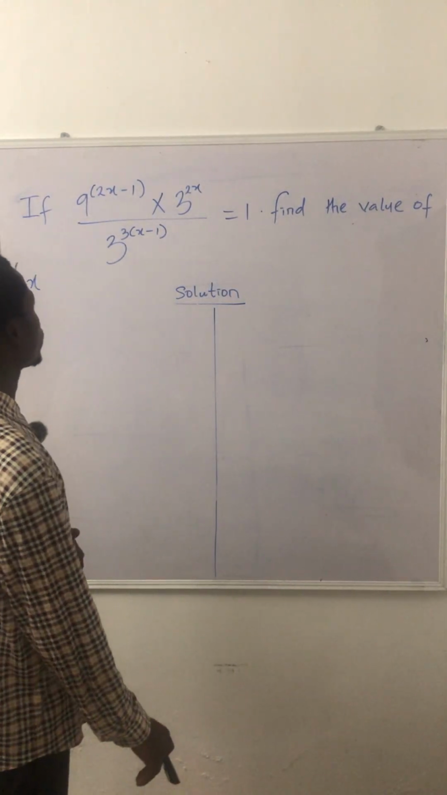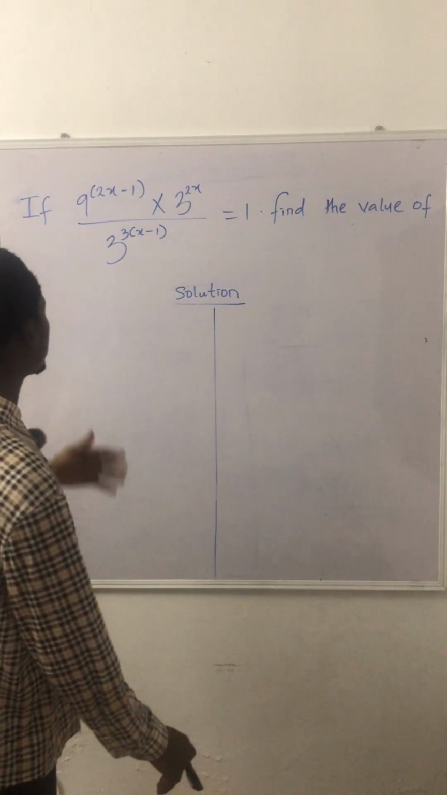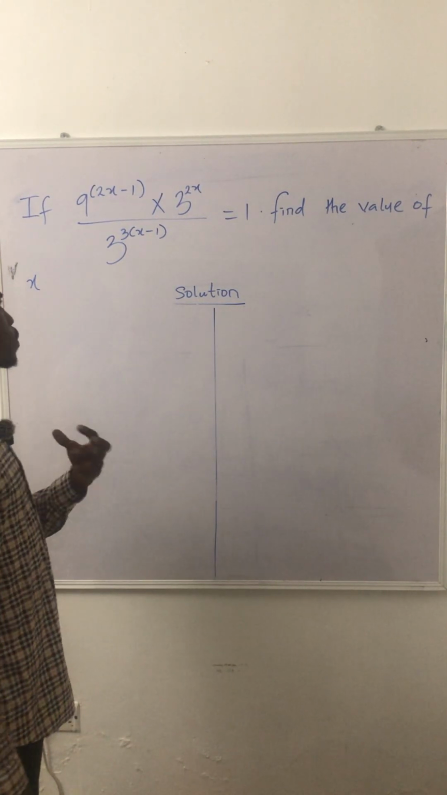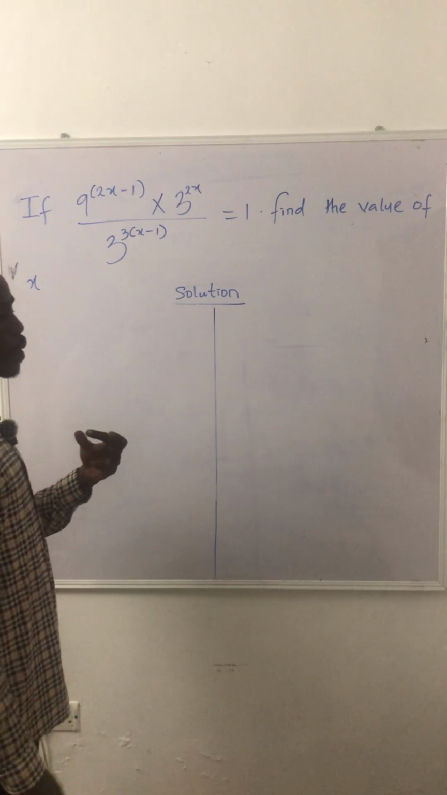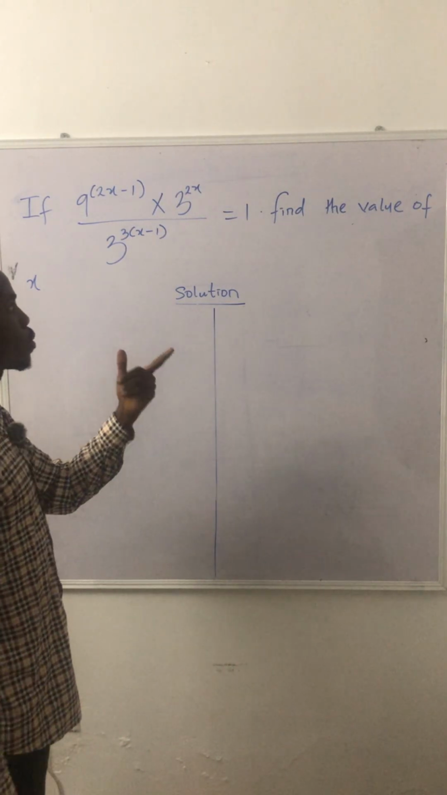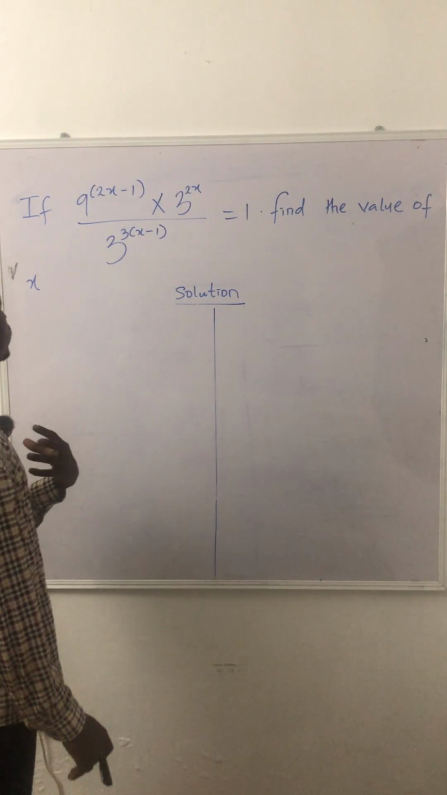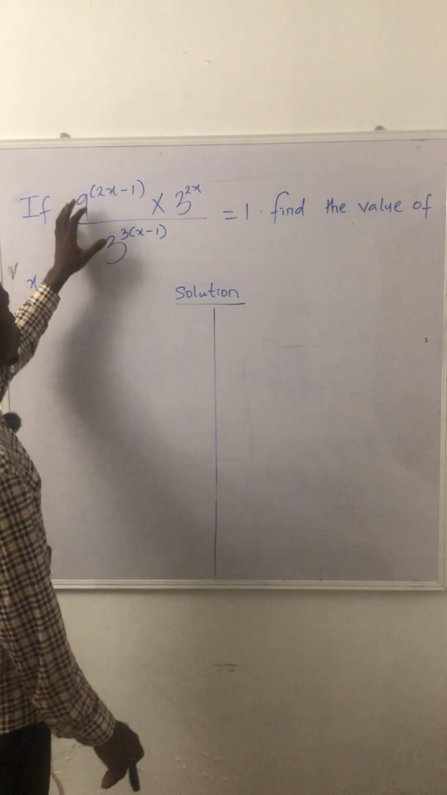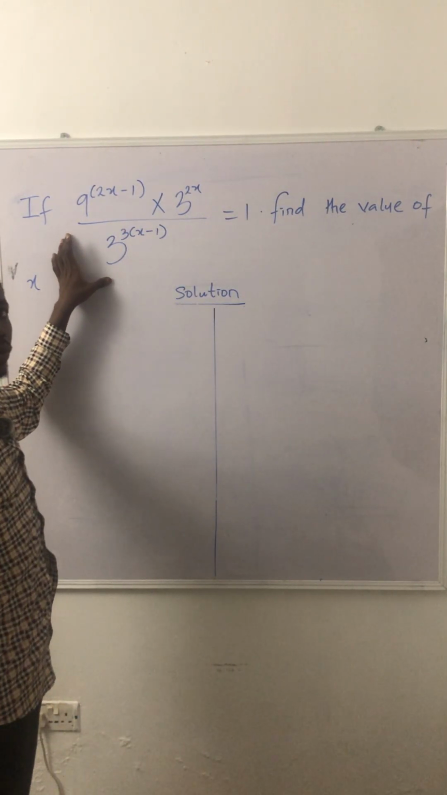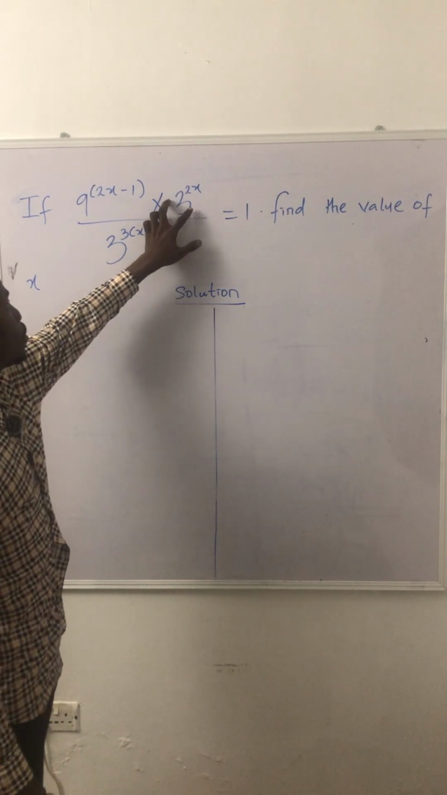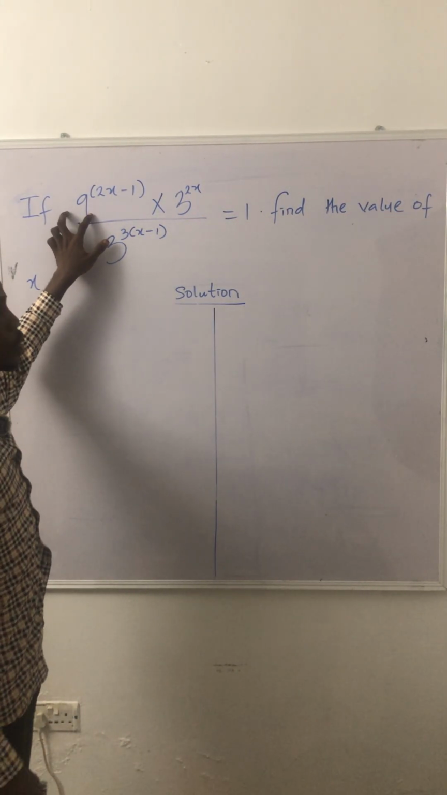Let's solve this question on indices. They said if 9 raised to the power 2x minus 1 times 3 raised to the power 2x over 3 raised to the power 3 open brackets x minus 1 equals 1, we should find the value of x. How do we do this? The first thing we are going to do is to ensure that all our values are in what? Base 3. Since we have base 3 here, base 3 here, this also should be in base 3.